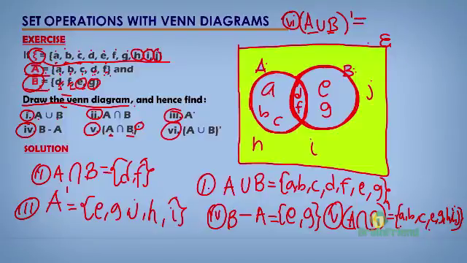If we quickly put down all the elements found in our colored region, we would have three elements, that is H, I, and J. Therefore, A union B prime, that is the complement of A union B, is the set that has elements H, I, and J. And there we have our answer.